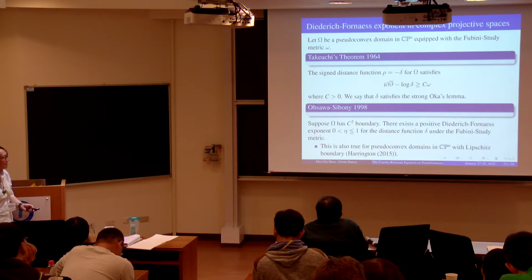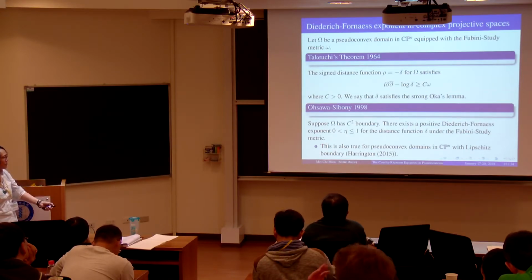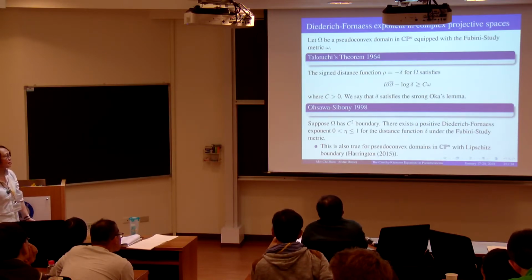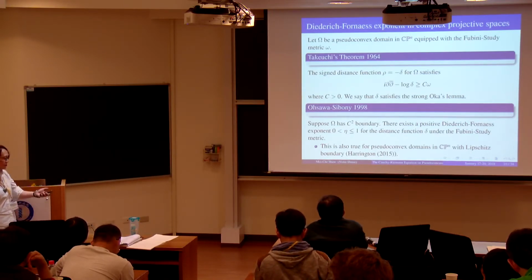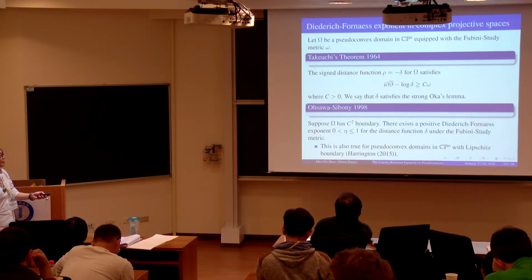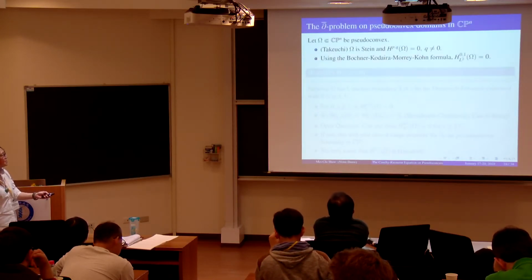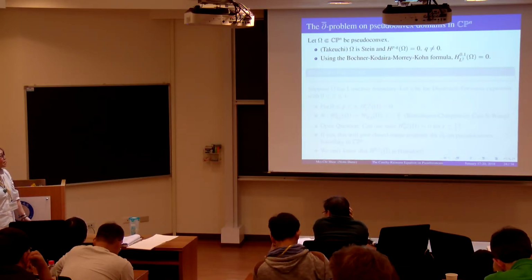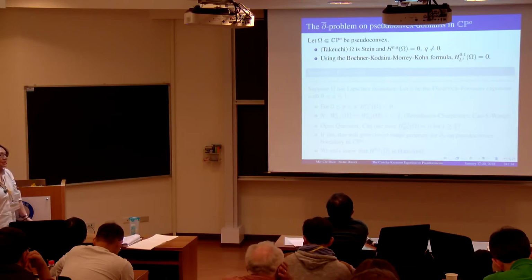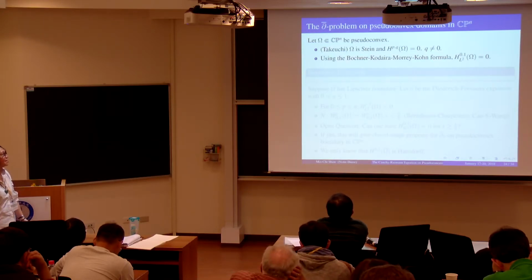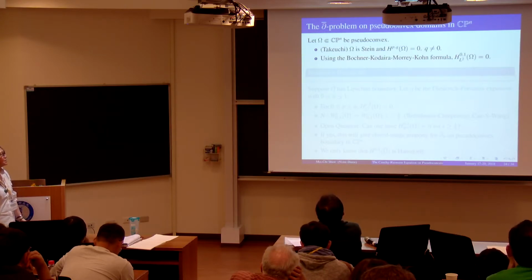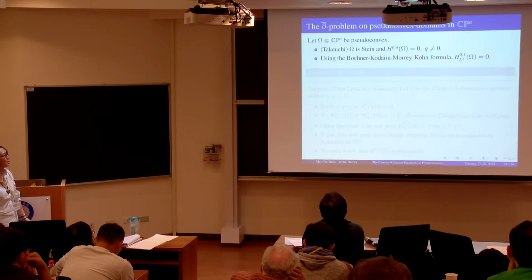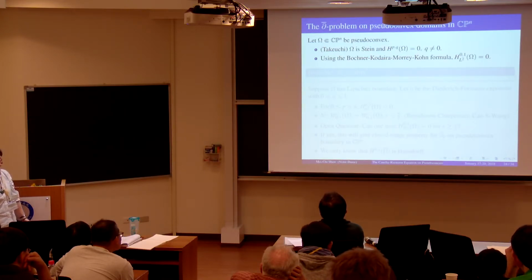And only recently, actually in a paper published this year by Harrington, one can extend it to the Lipschitz boundary also. And with this, as I mentioned before, we can solve the d-bar problem. But first notice that Takeuchi's theorem already tells us that omega is Stein, so all the Dolbeault cohomology vanishes. And then we can also use the Bochner-Kodaira-Morrey-Kohn formula to show that all the (0,1) forms vanish.